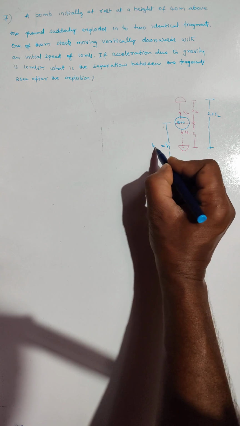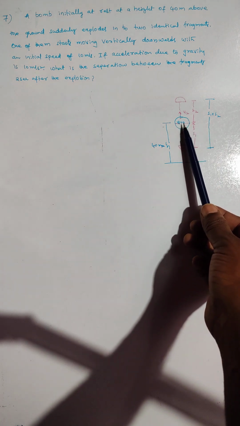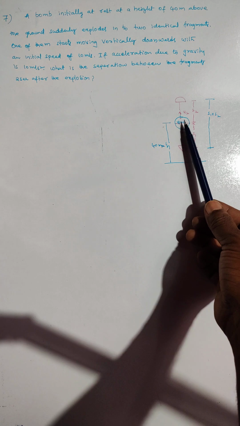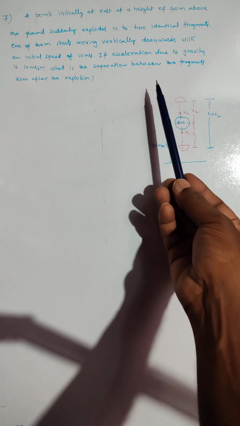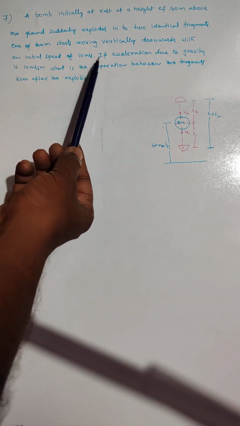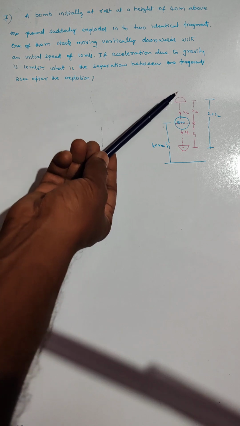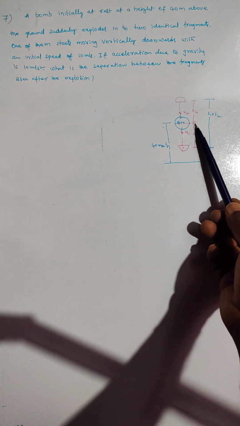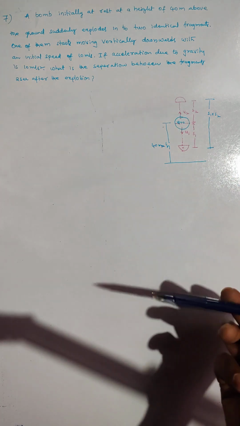Okay, so this is our bomb which is initially at rest at a height h equal to 40 meters from the ground. Then, due to internal reactions, it explodes into two fragments. One fragment is going downward with a speed of 10 meters per second, and another one is moving opposite to fragment 1, in the upward direction, with the same speed. Then what is the distance of separation between fragment 2 and fragment 1?